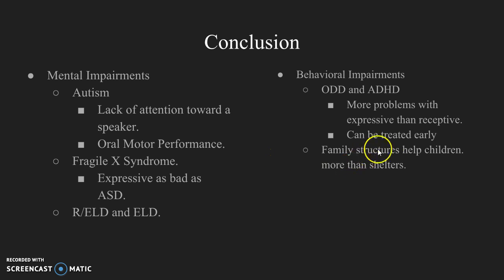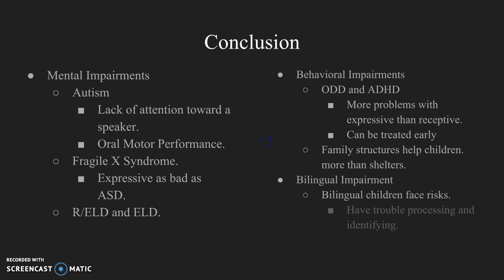Family structures help children be less likely to have any impairments than children within shelters. Also, bilingual children may face more risks because of processing and identifying more words than monolingual children.